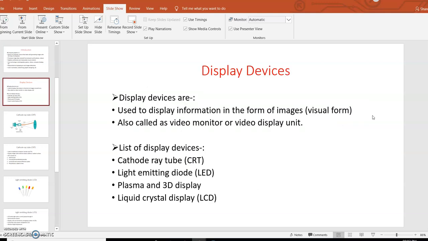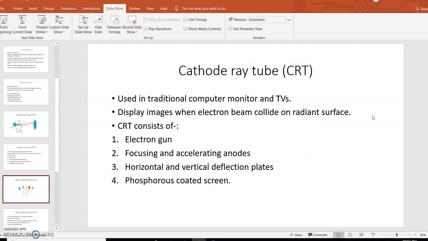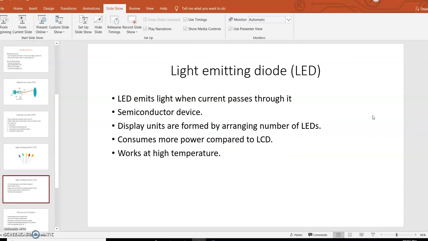After that, we discussed some display devices like CRT, LEDs, plasma and 3D displays, and LCD displays. This is an important thing. Maybe a 5 marks question can be asked: what is the definition of computer graphics? What are the different display devices in computer graphics, and the applications of computer graphics? This question can be asked for 5 marks.